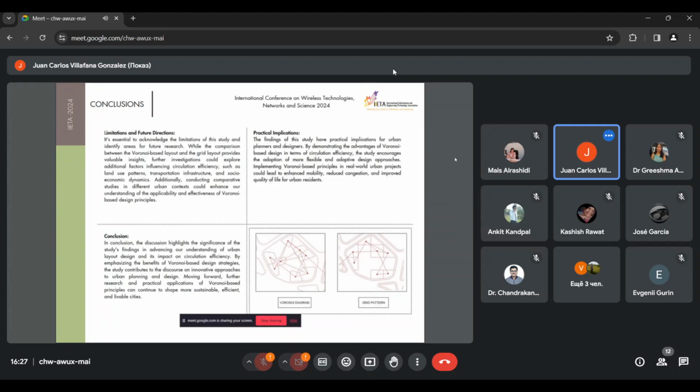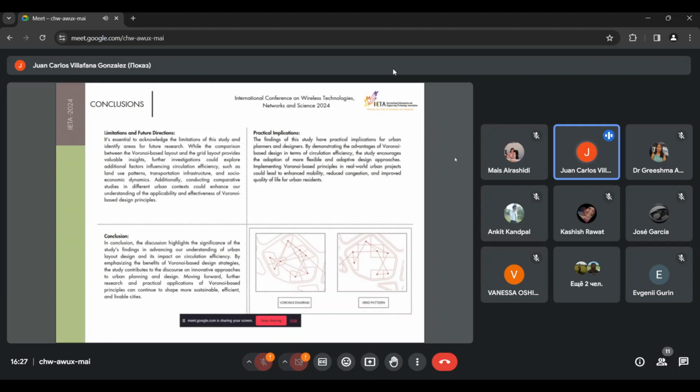Limitations. For the conclusions, we have limitations and future directions. It is essential to acknowledge the limitations of the study and identify areas for future research. While the comparison between the Voronoi-based layout and the grid layout provides valuable insights, further investigation could explore additional factors influencing circulation efficiency, such as land use patterns, transportation infrastructure, and socioeconomic dynamics. Additionally, conducting comparative studies in different urban contexts could enhance our understanding of the applicability and effectiveness of Voronoi-based design principles.